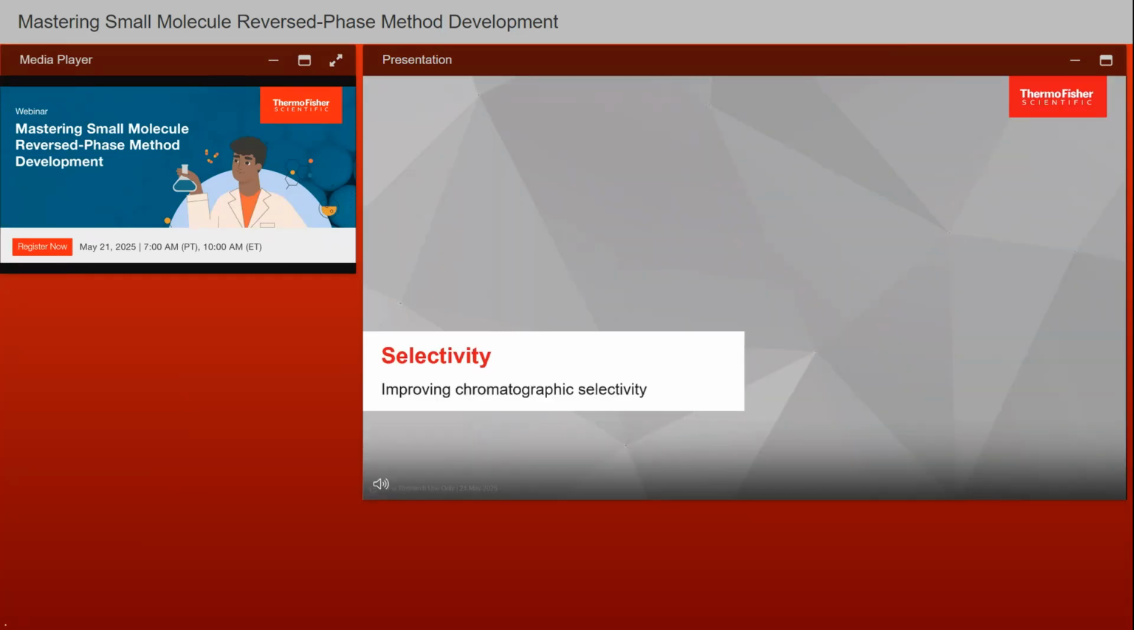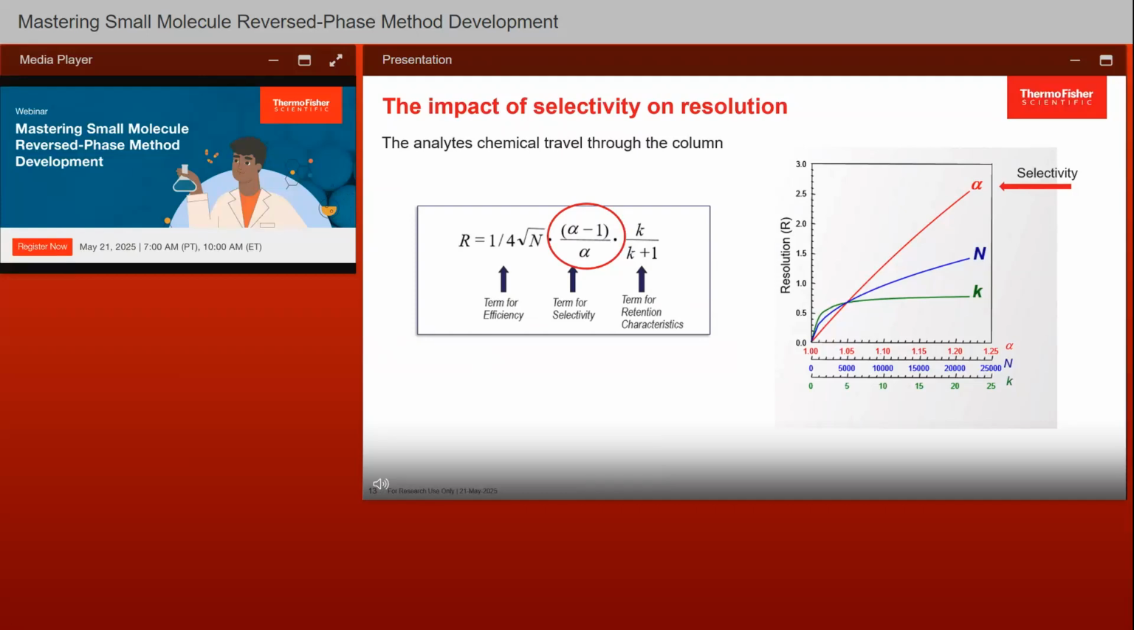In this section, I'll be going into the selectivity factor and how this can improve selectivity of your method. The goal in chromatography is resolving a mixture into individual compounds. And what's important is achieving the best resolution. Resolution is how well two individual compounds or peaks are separated from each other, and is calculated as the difference of retention time of two eluting peaks divided by the average width of the two peaks at the baseline.